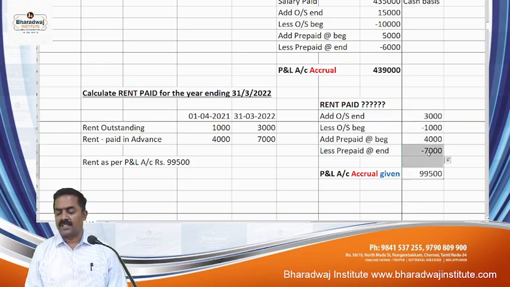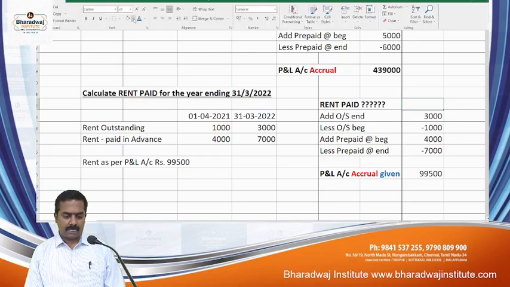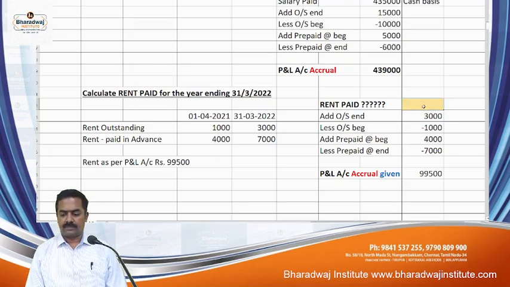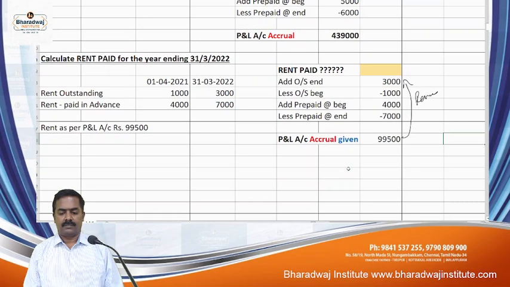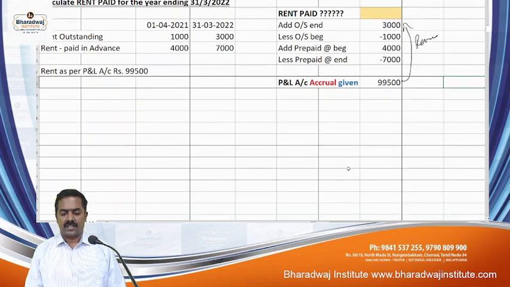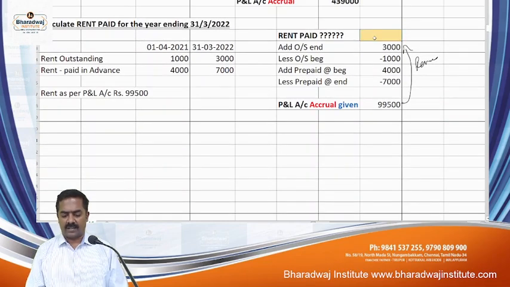99,500 forward pona minus 7,000. So reverse plus 7,000. This will be minus 4,000. This will be plus 1,000. This will be minus 3,000. So work out and tell me. Just a reverse work. Do you understand? We just do a reverse working and find out this 1 lakh.